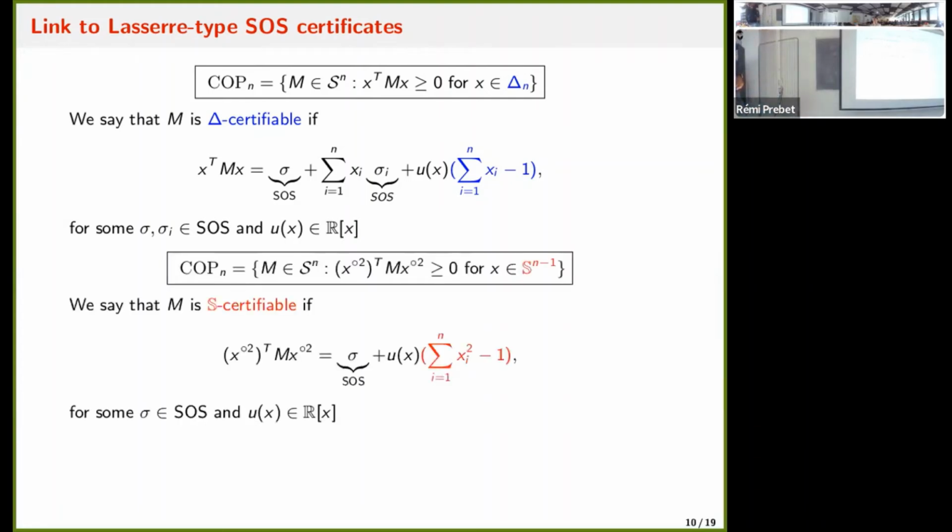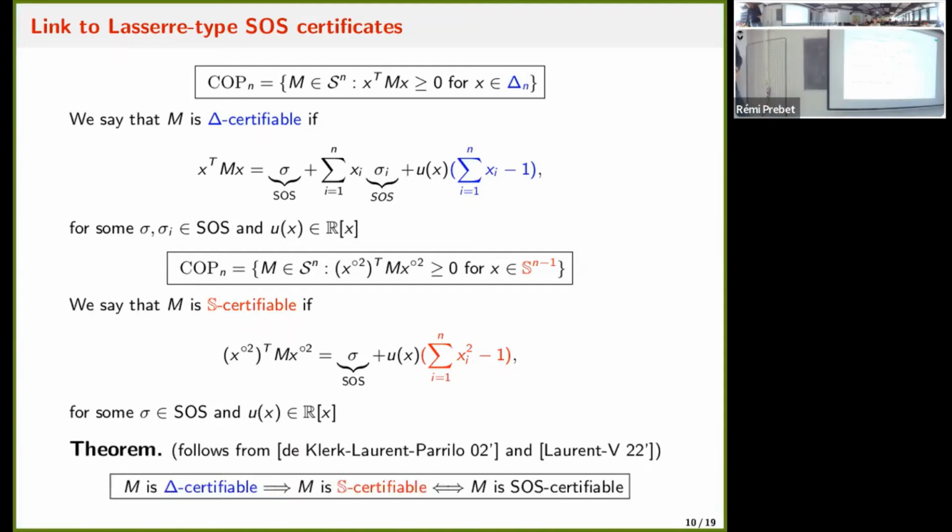In a similar way, we can construct the certificate for the definition with the squares. So the copositive cone is the set of symmetric matrices such that the associated polynomial, x squared transpose M x squared, is non-negative for all x in the unit sphere. So again, not for all x, but now we normalize and assume that the sum of the squares of the variables is equal to 1. And then M is S certifiable if we can write the associated polynomial as a sum of squares plus something in the ideal of the sphere. And the idea is the same: you can write this polynomial like this, and I take any point in the sphere, then here is 0 and here is non-negative, so it's copositive.